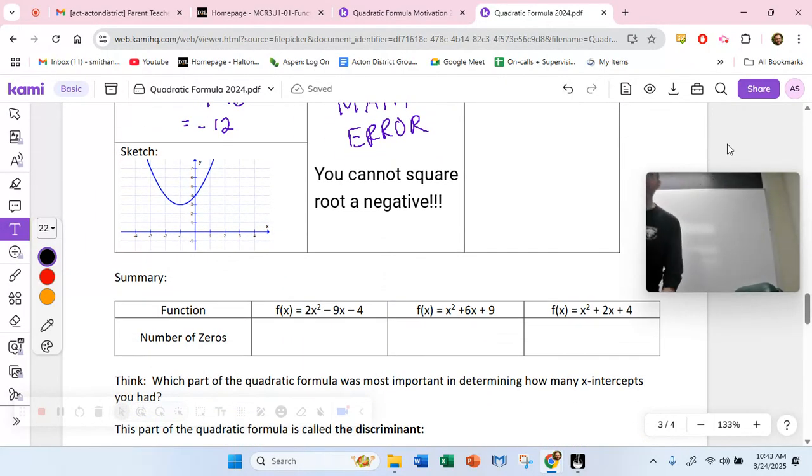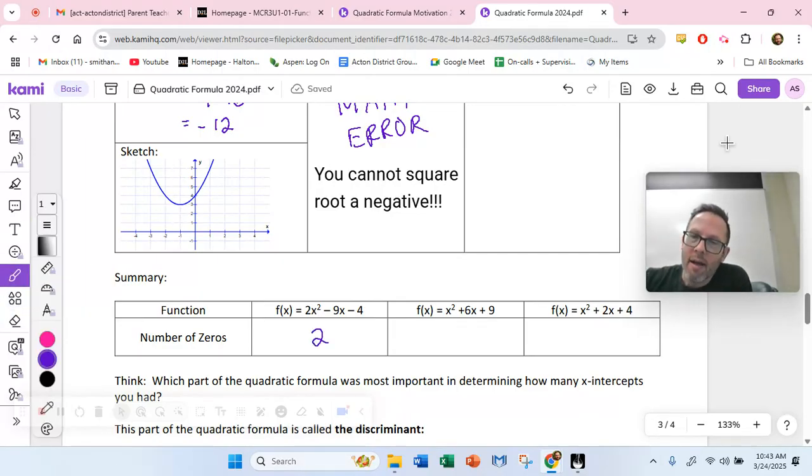Now, the first one we did had 2 x-intercepts. The second one we did had 1, and the third one had 0. Discuss with the people you sit with. Of the 3 bits of our quadratic formula, one of them was very key in determining how many x-intercepts we had. Can you guys have a little think on that? I'll pause the video for a sec. You at home can think on it too.